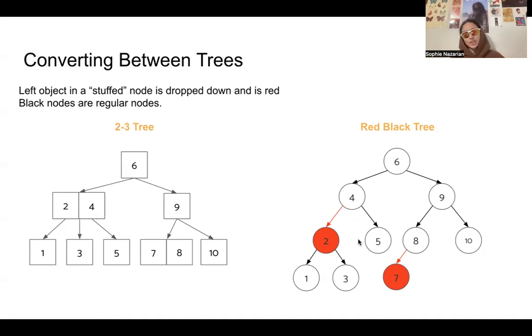So how do you go from a red-black tree to a 2-3 tree? All you have to do is get the red node and drag it back up to the node that it's connected to.